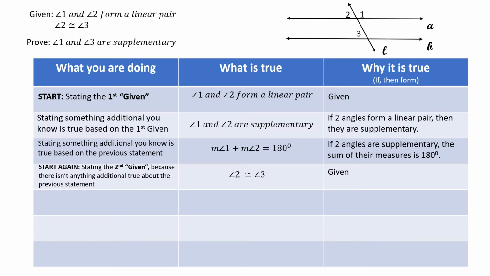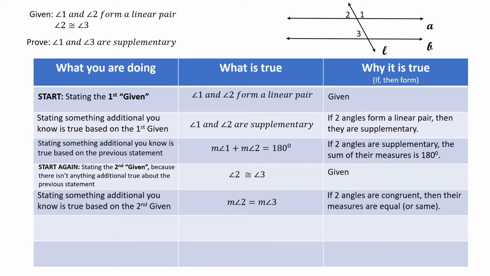So since we're starting over, I'm going to state something that I know. What do you know about congruent angles? You know their measures are equal. So the measure of angle 2 equals the measure of angle 3. If two angles are congruent, then their measures are equal.